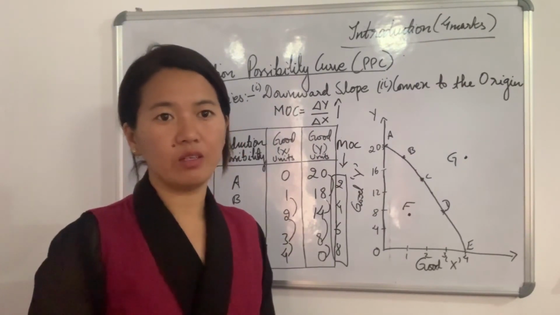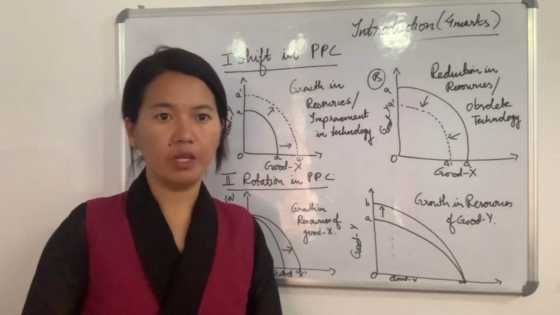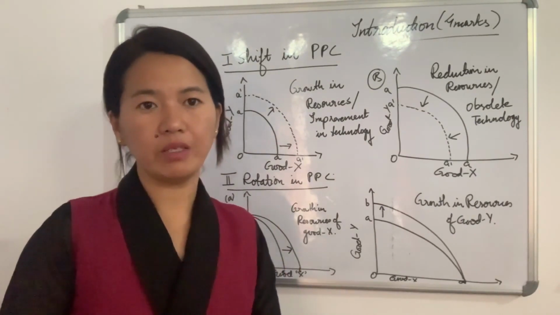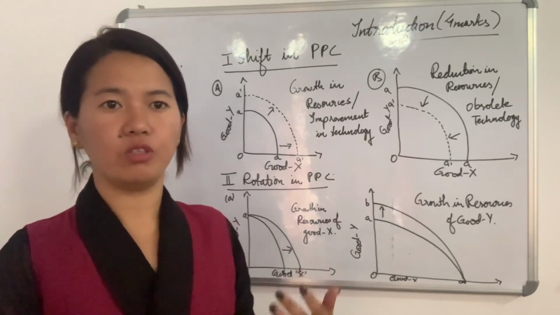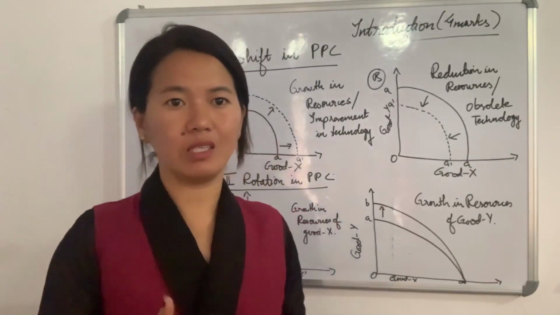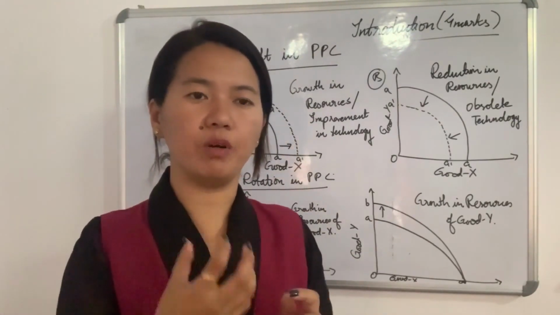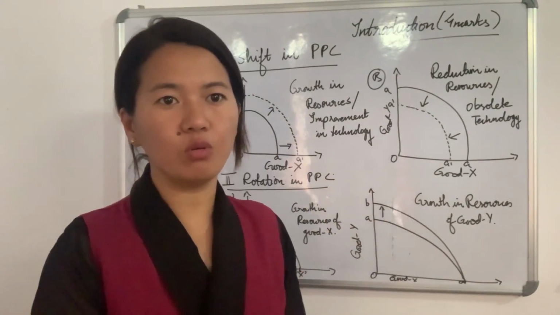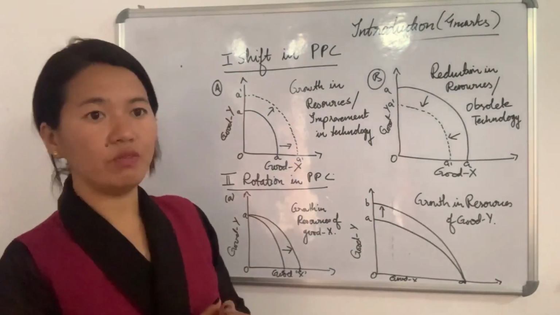So these are the two properties of PPC. The next thing we are going to learn is the shift and rotation in PPC. But before going to the concept, we should remind ourselves of the definition of PPC: it is the curve which shows various combinations of two goods which the producer can produce given the resources and technology. This means that resources and technology play a very important role in production. In the same way, shift and rotation also depend upon the growth of resources and technology. So let's go to the shift in PPC first.